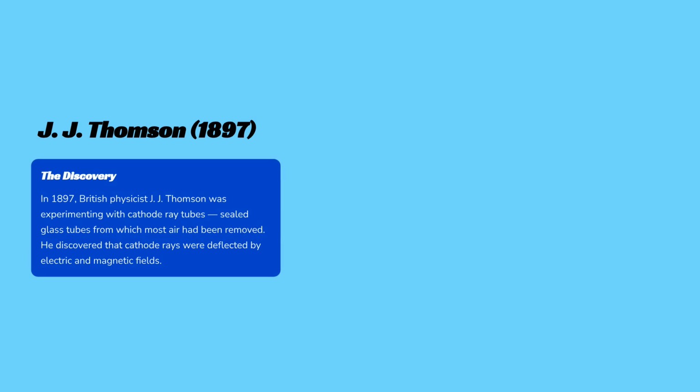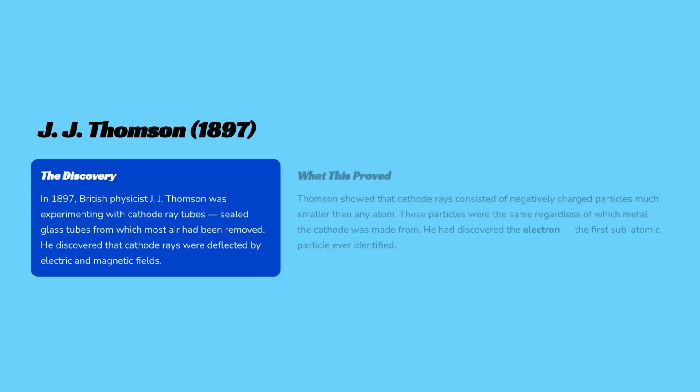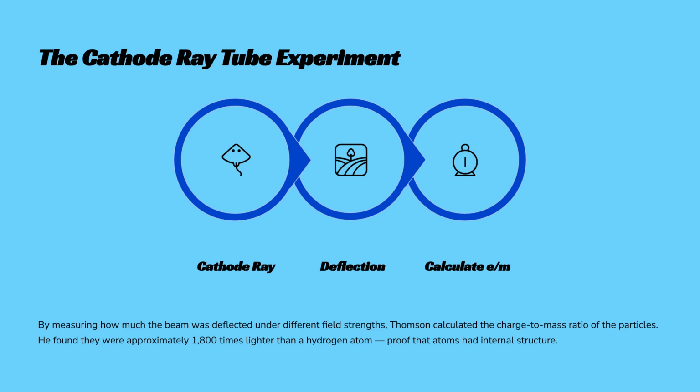In 1897, J.J. Thomson experimented with cathode ray tubes. He found that these rays were deflected by electric and magnetic fields, proving they consisted of negatively charged particles smaller than any known atom. He had discovered the electron. By measuring the deflection of these beams, Thomson calculated the charge-to-mass ratio of the particles. His finding that they were significantly lighter than hydrogen atoms provided definitive proof that atoms contain smaller internal components.